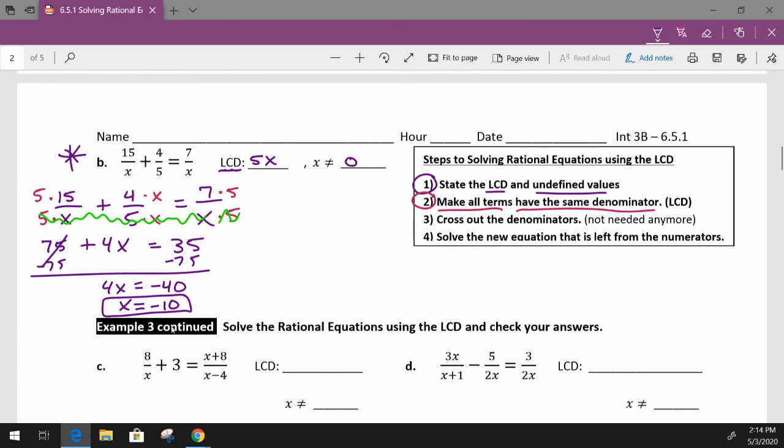You can plug negative 10 or substitute negative 10 back into the original equation to check it, but I'm just going to check it with my undefined value. Since it does not equal 0, it is a valid solution.